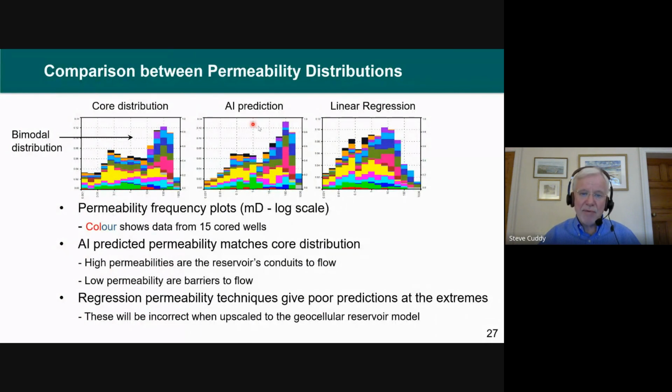Now, the AI prediction is shown here, which is very similar to the core, but the linear regression also gives you a very good prediction of permeability, but only in the middle. It's very good at predicting the average, but it's very poor at the top and the bottom. So it will not upscale correctly, and in your model you'll lose the best permeability and the lowest permeability, which are very important to know because they're the main conduits to flow and barriers.